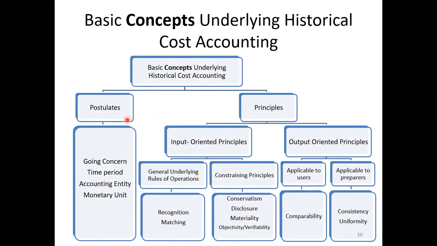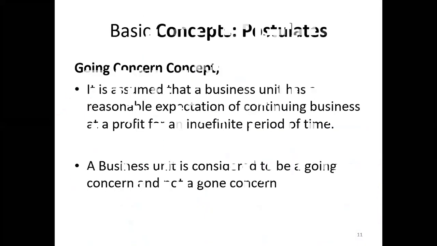Now we'll discuss the first part, that is postulates. So, basic concept, postulates. Under that, first we will discuss the going concern concept. It is assumed that a business unit has a reasonable expectation of continuing business at a profit for an indefinite period of time.